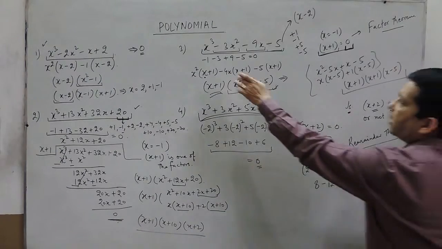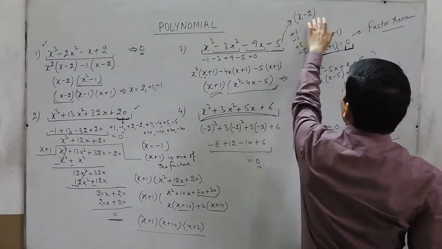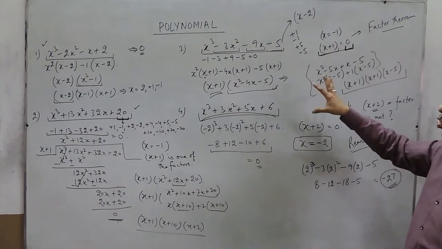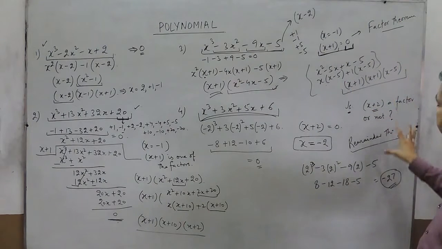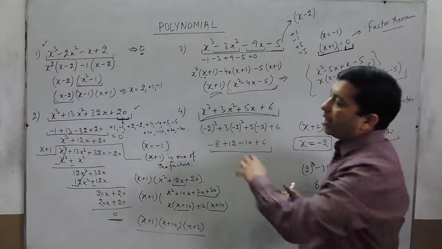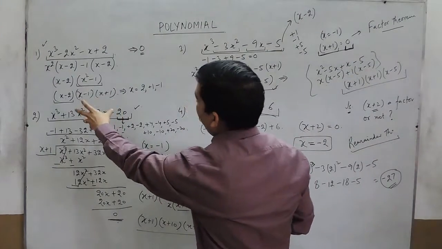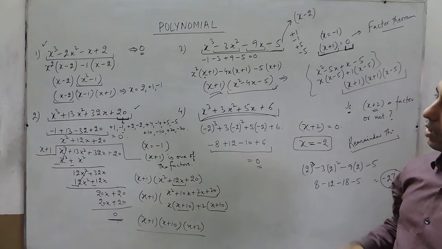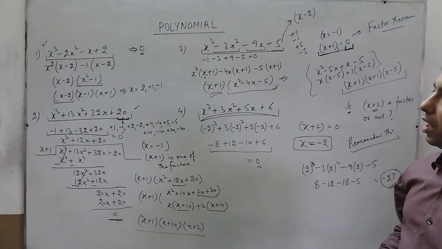That means if I divide this polynomial by x minus 2, the remainder will come out to be minus 27. This is known as the remainder theorem in polynomials. So these are the two theorems on the basis of which we can directly find the factor or the remainder. Plus, we will be able to factorize the cubic polynomial in the portion of equations.